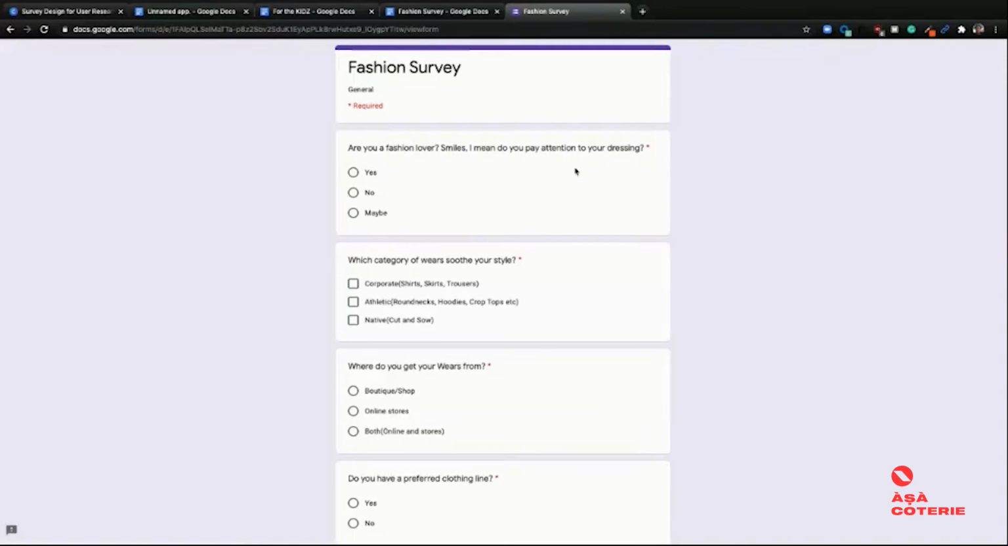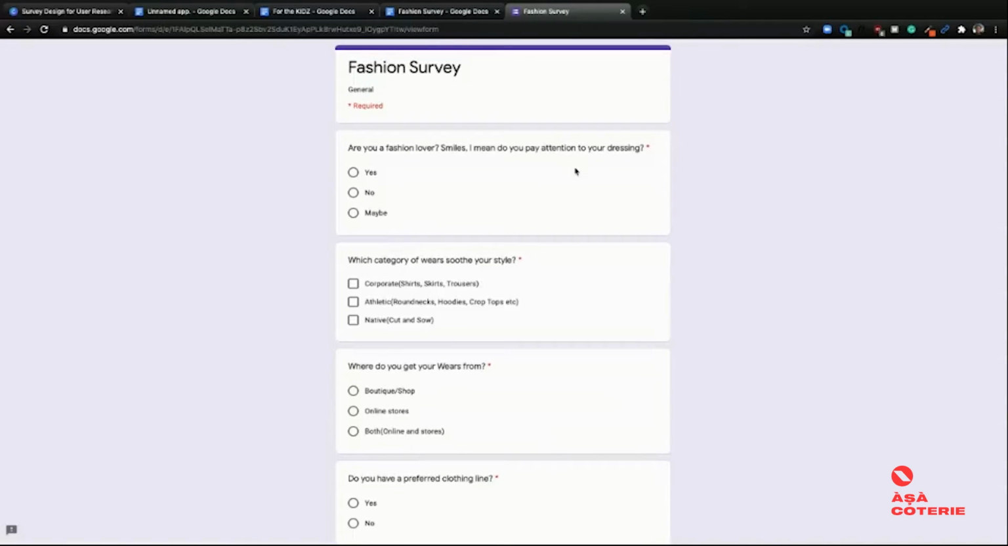In my opinion, it doesn't do anything. Okay, 87% of people are fashion lovers. Okay, and so what? What does that mean? It doesn't really mean much to me. It doesn't really help inform product decisions, in my opinion, right?